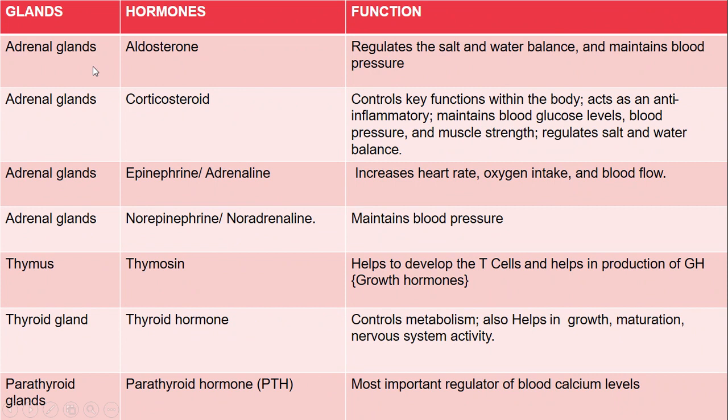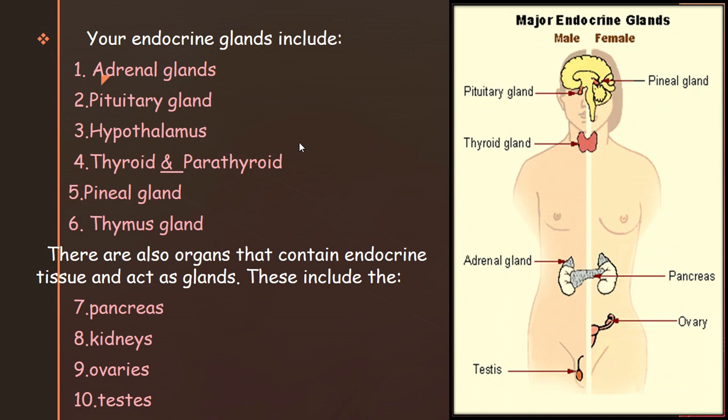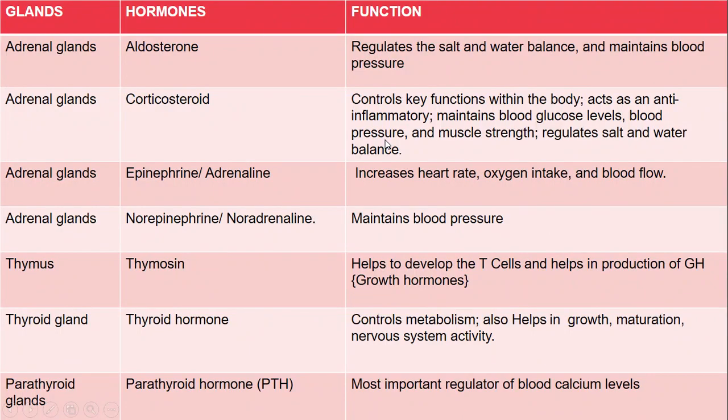Adrenal glands. The adrenal glands are the ones situated above the kidney, the small ones you saw now. These adrenal glands secrete 4 hormones: aldosterone, corticosteroid, epinephrine or adrenaline, and norepinephrine or noradrenaline. These are the 4 main hormones secreted by the adrenal gland.